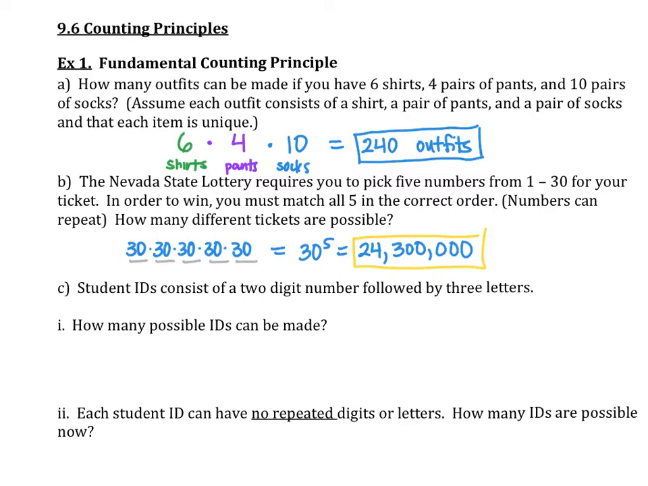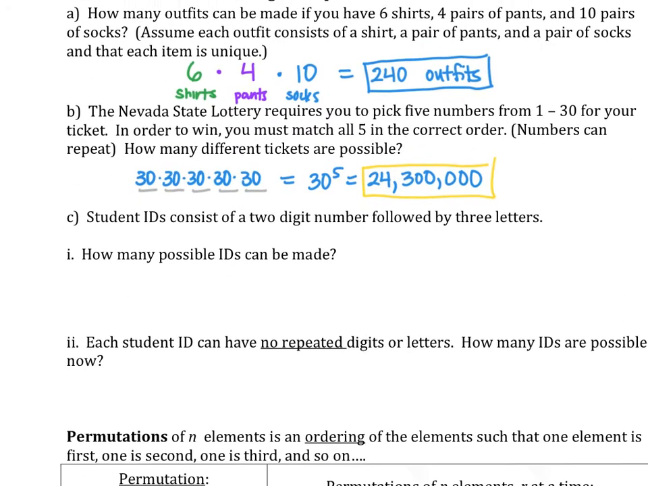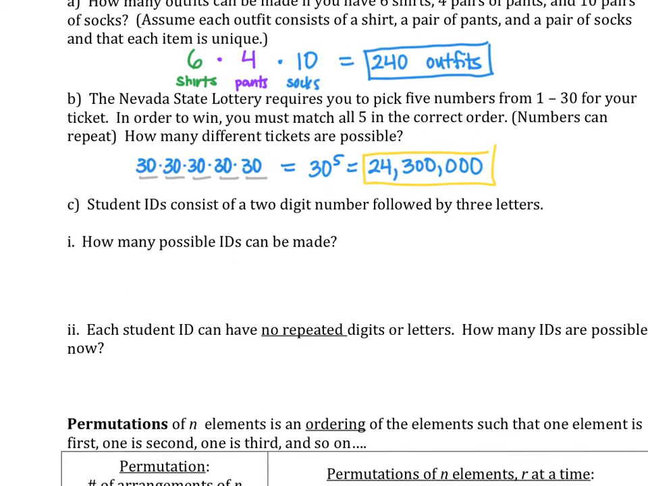Let's consider example C. Student IDs consist of a 2-digit number followed by 3 letters. For example, it could be 27 and then DAB. That could be an example of a student ID. The question is how many possible IDs could be made? First let me think.